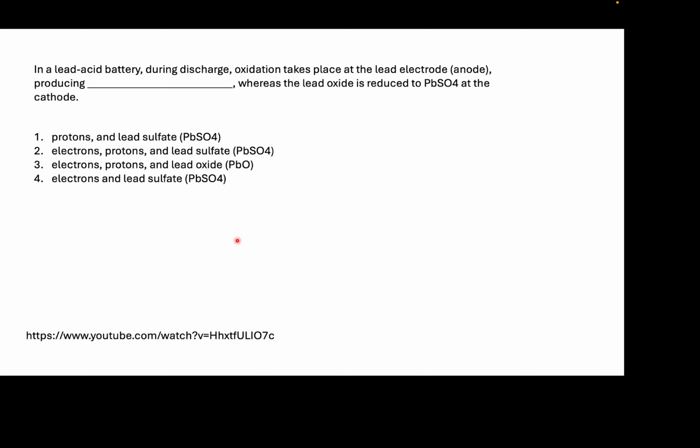And your options are, first, that the anode reaction will produce protons and lead sulfate, or whether it will produce electrons, protons and lead sulfate, or it will produce electrons, protons and lead oxide, or will it produce electrons and lead sulfate. I'll give you 1 minute for this question and your time starts now.